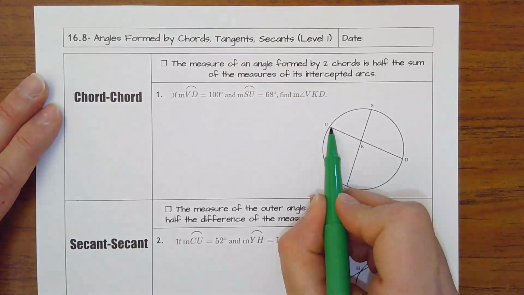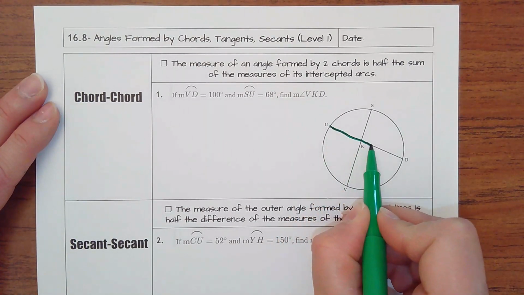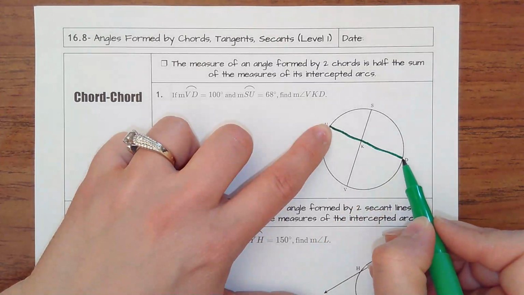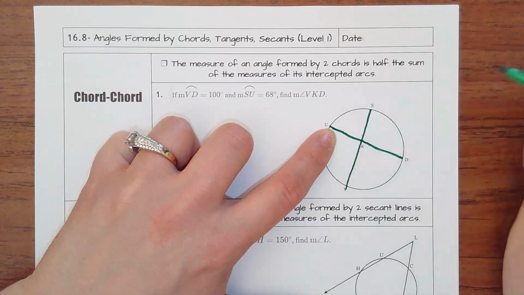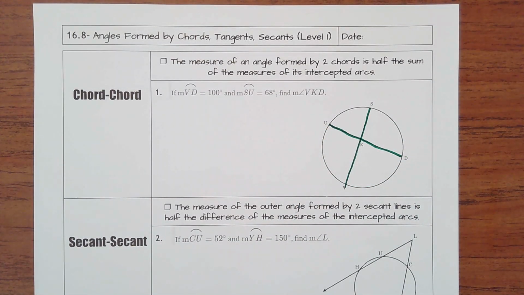And we talked about a chord being a line that goes through a circle from one edge to another. And so you've got that as a chord and this is a chord. It kind of reminds me of a railroad crossing sign.